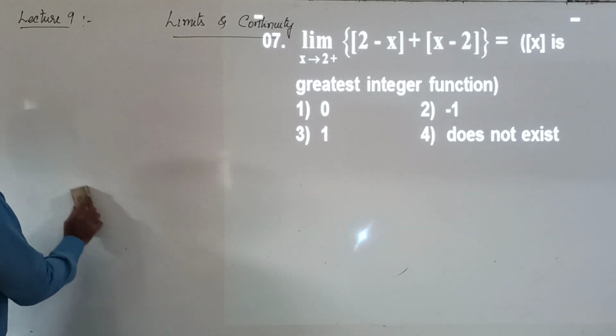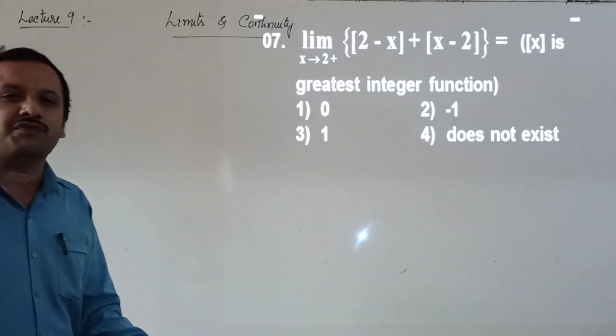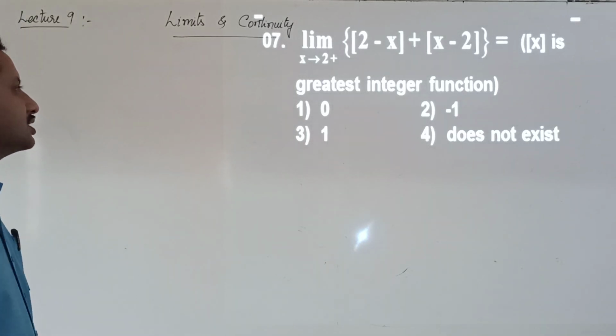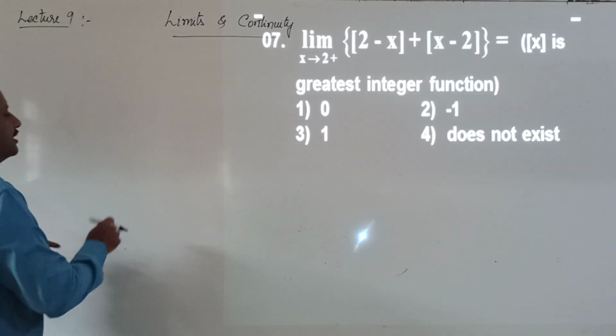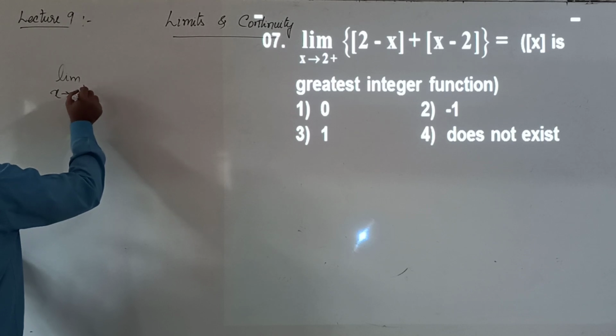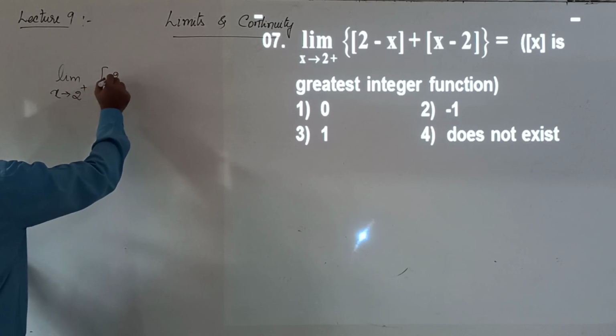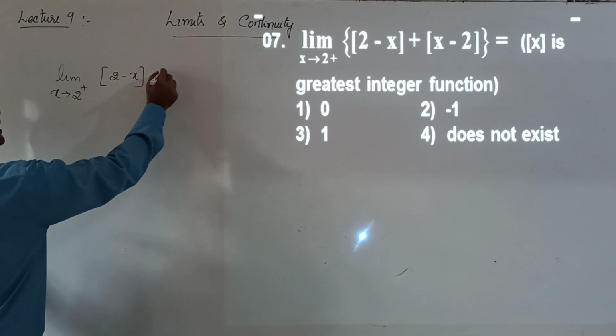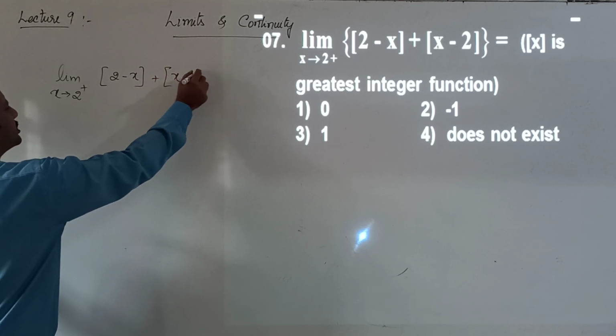See, here we are not asked to find the limit, we are just asked to find the right hand limit. They have not asked us to find the left hand as well as the right hand limit. The only thing we need to find out is the right hand limit: limit x tends to 2 plus of [2 minus x] plus [x minus 2], where [ ] denotes the step function.